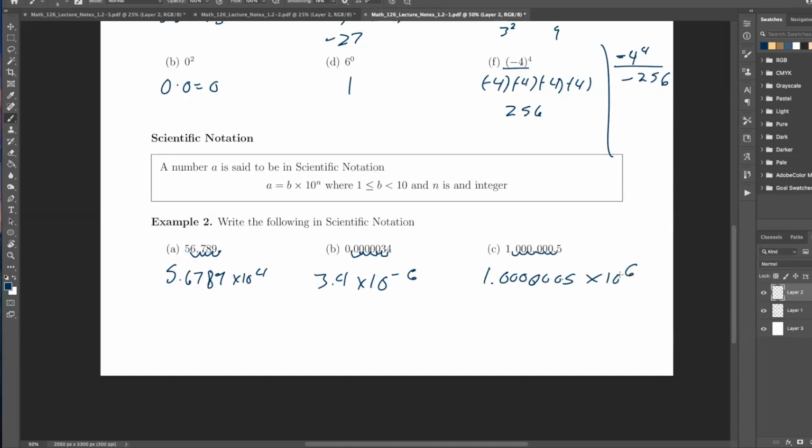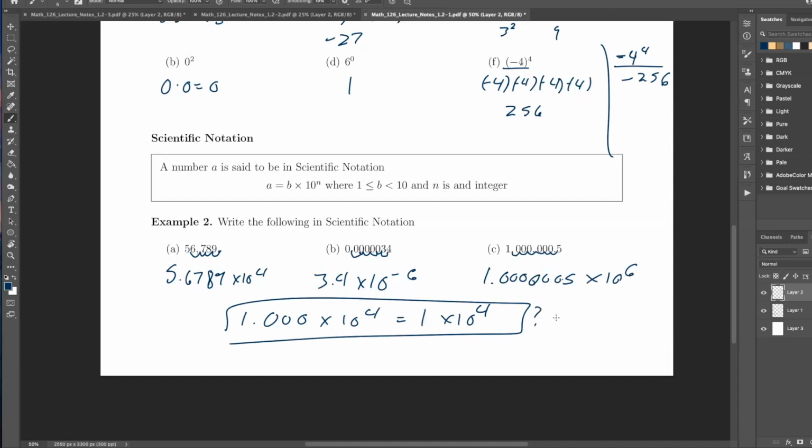One real quick question, note for you engineers. If I have 1.000 times 10 to the 4th, is this equivalent to, so my question is here, are these two the same when it comes to scientific notation? Are these two the same? Just kind of put it in chat if you think yes, if you think no, and why.